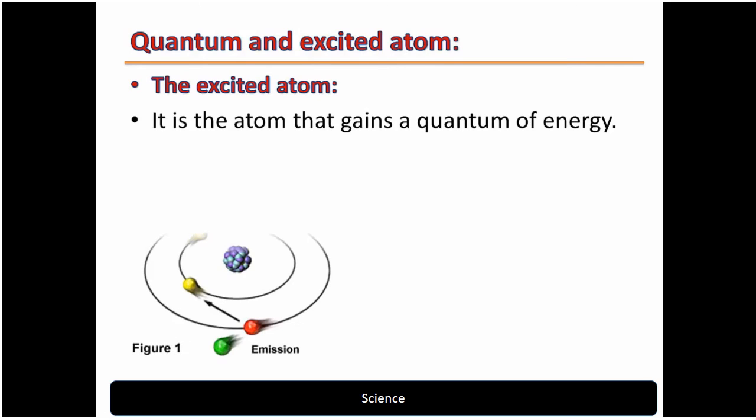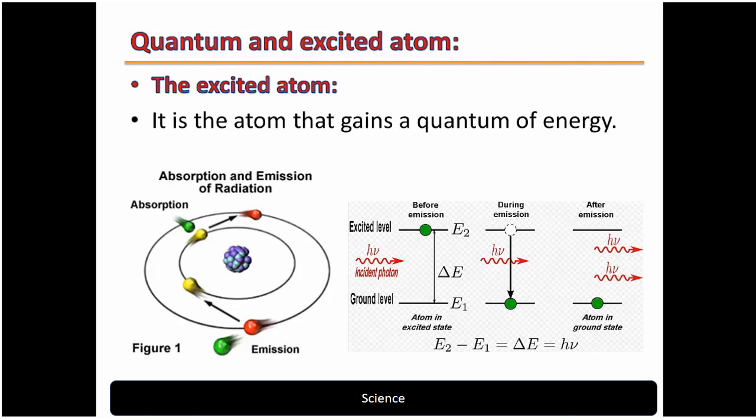What's meant by excited atom? Excited atom is the atom that gains a quantum of energy. For example, if this yellow electron represents an electron which is at the ground level, if it absorbed energy, which is represented by this green sphere, it will move to a higher energy level, and the atom will be called excited atom.